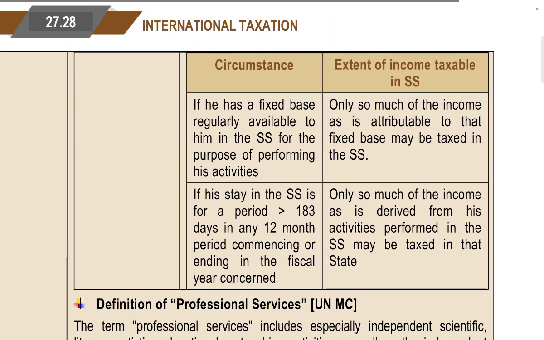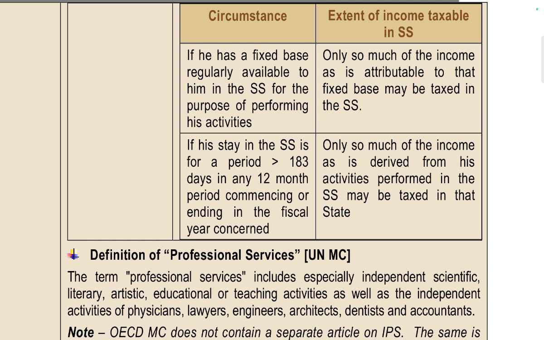In the case of an expert who has a fixed base regularly available to him for the purpose of performing activities, only so much of the income that is attributable to the fixed base may be taxed in the source state. If the stay in the source state is more than 183 days in any 12 months period commencing or ending in the fiscal year concerned, only so much of the income derived from the activities performed there may be taxed in that state.